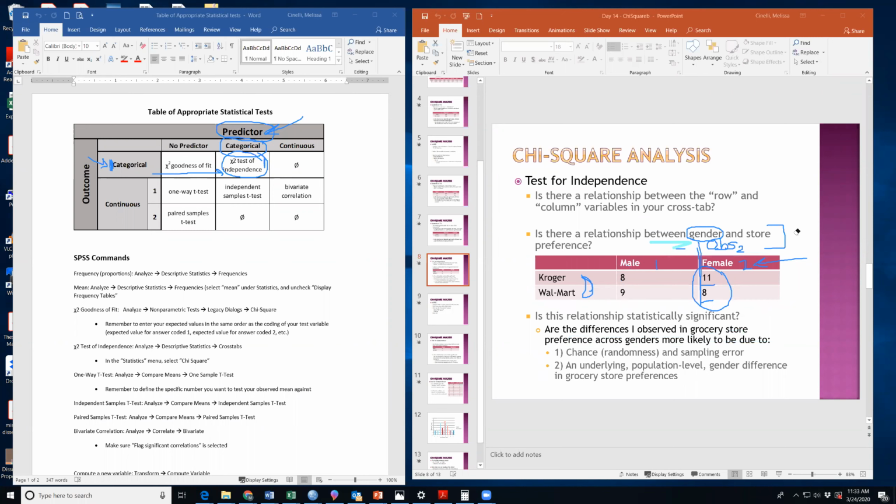Scribble, scribble, scribble. You guys are real troopers at home. I can only imagine how painful it is to watch me scribble on these screens.